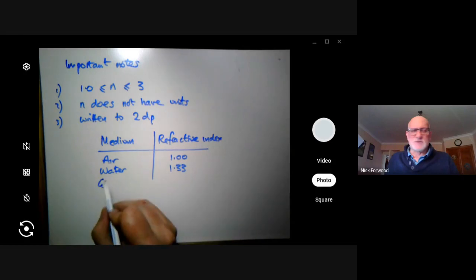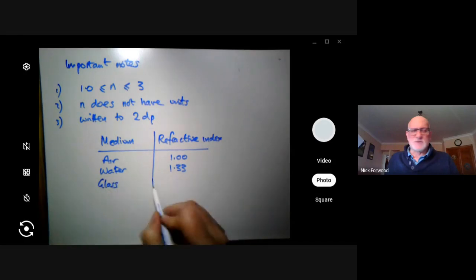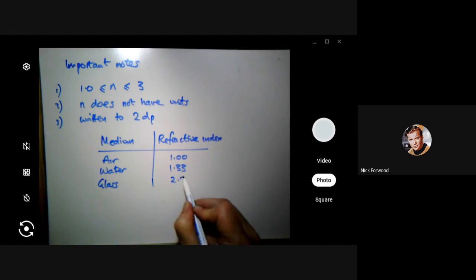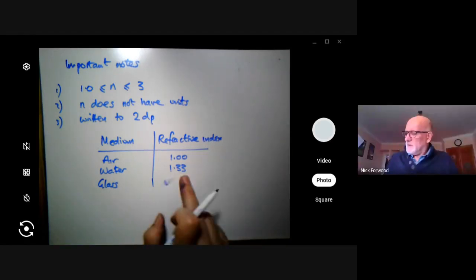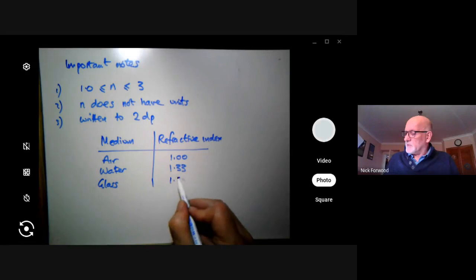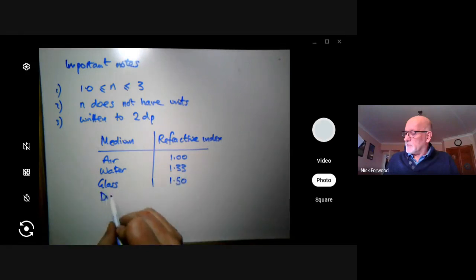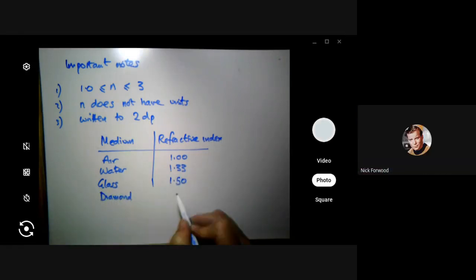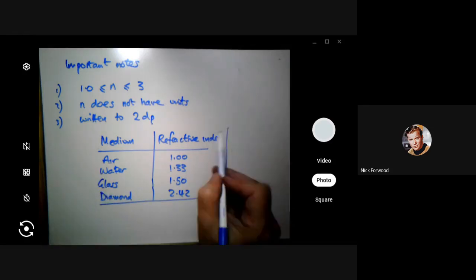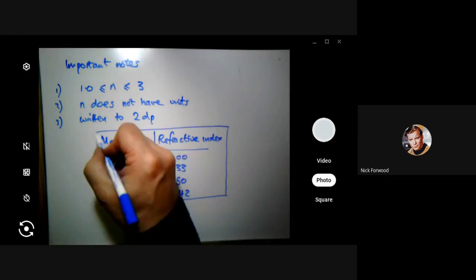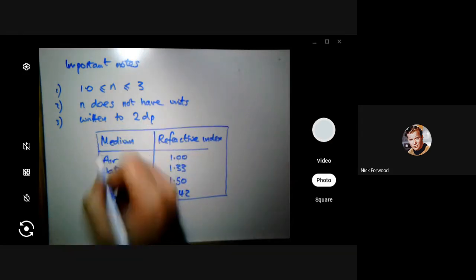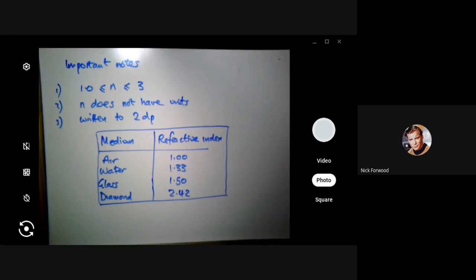Glass, 1.50, and diamond 2.42. I think I referred to diamond as being around about 2.4, and whilst I was away after doing video 1, I went away and checked it, and it is in fact 2.42, which I thought it was. So there's a list of refractive indices.